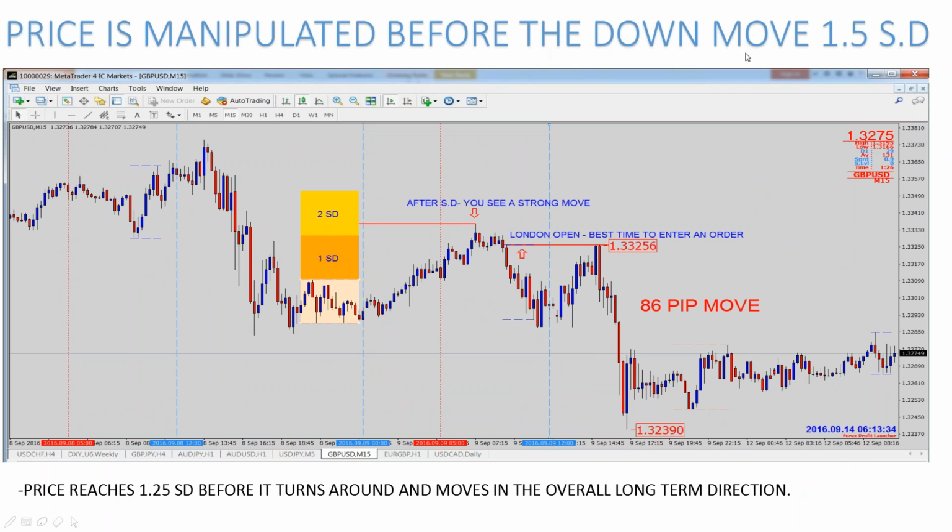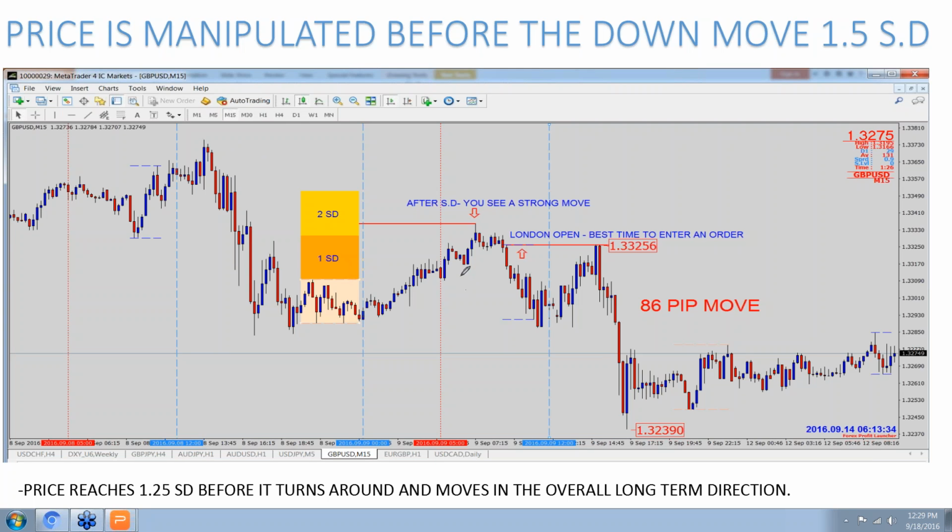So price is manipulated before the down move 1.5 standard deviation. As you can see, not quite 1.5. We're looking at more of 1.25 standard deviations. After the standard deviation, you see a strong move, reaches into that standard deviation zone. You've got your price manipulation. If you look here, after the 5 p.m. GMT candle, we're expecting bearish moves as we've already stated. We've got price being manipulated up. We're going to be looking for 1.5 to 2 standard deviations on average before London open. So then you've got London open here.